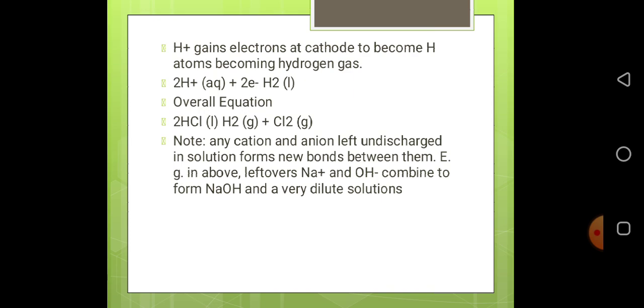HCl dissociates to give hydrogen molecule plus chlorine molecule. Note, any cation and anion left undischarged in solution form new bond between them, e.g. in the above leftover, sodium ion and OH combine to form sodium hydroxide in a very dilute solution.